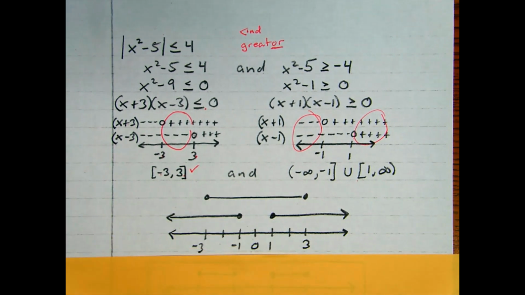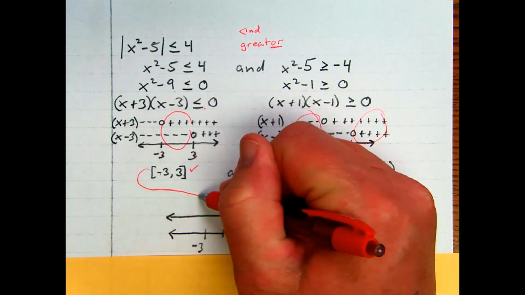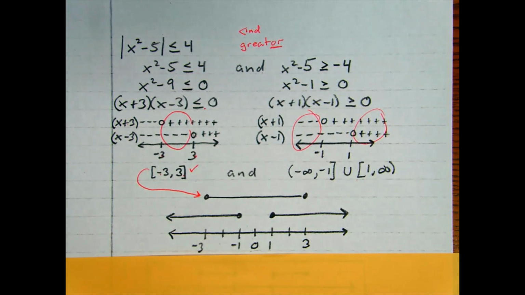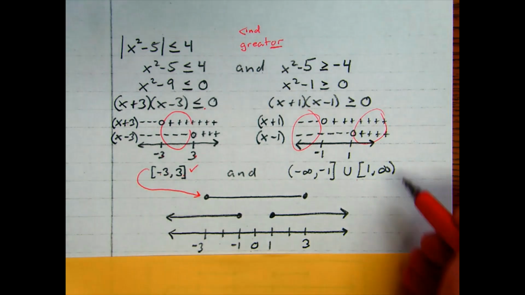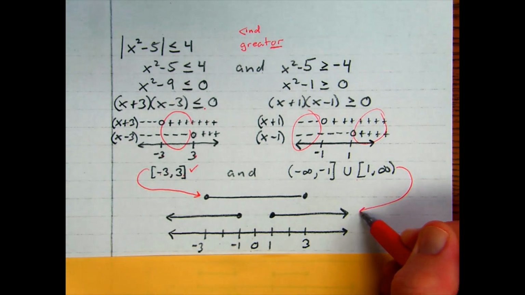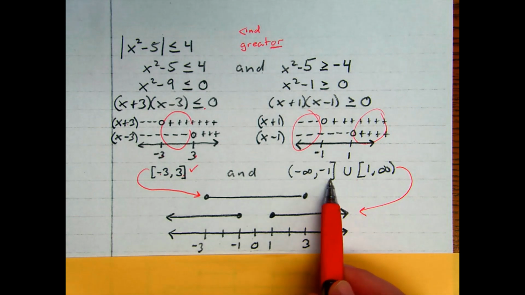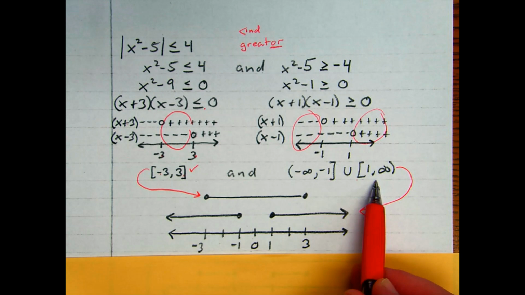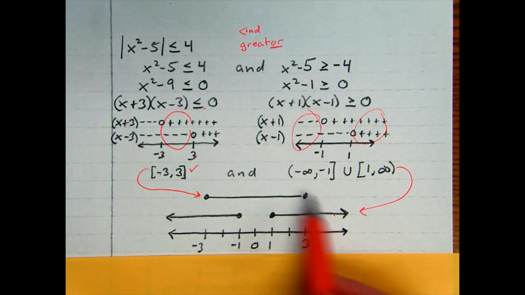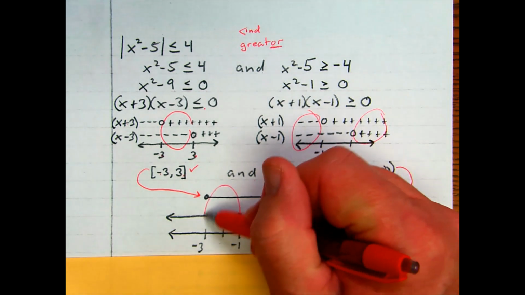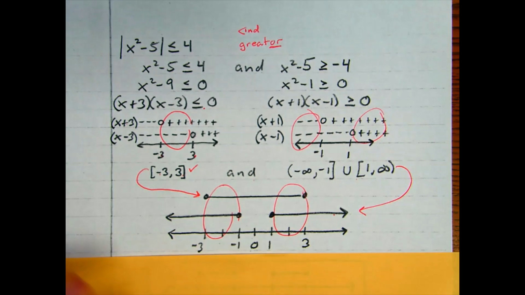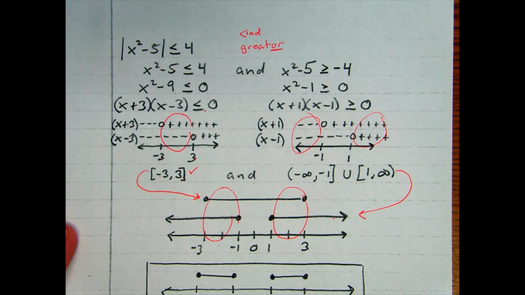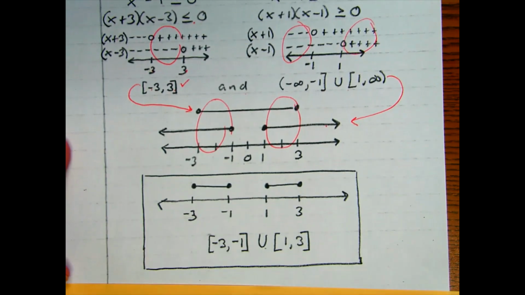We know that this would represent the numbers between -3 and +3 inclusive. This would represent less than or equal to -1 or greater than or equal to +1. And then the connecting word "and" means where do those guys overlap? Here and here. That gives us the final solution set.